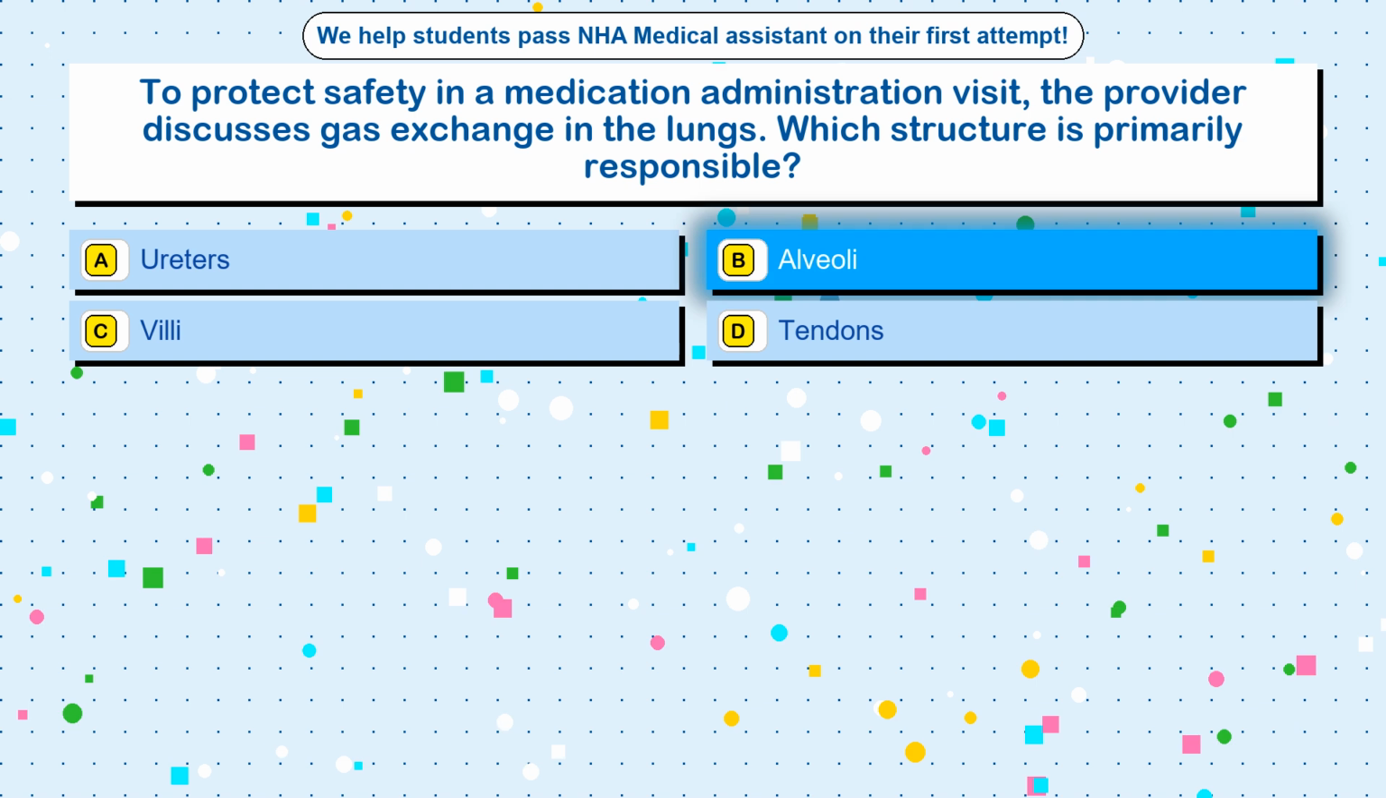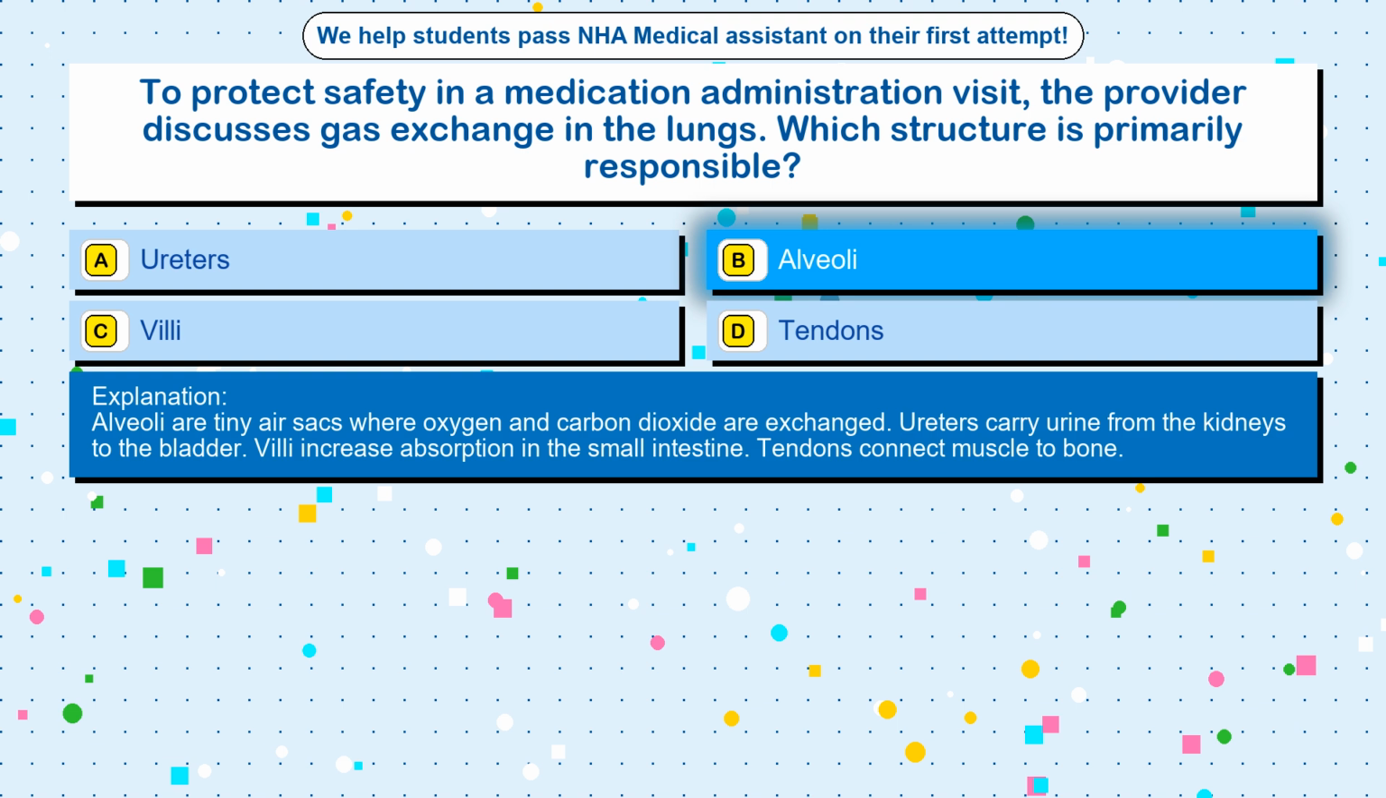Alveoli. Alveoli are tiny air sacs where oxygen and carbon dioxide are exchanged. Ureters carry urine from the kidneys to the bladder. Villi increase absorption in the small intestine. Tendons connect muscle to bone.